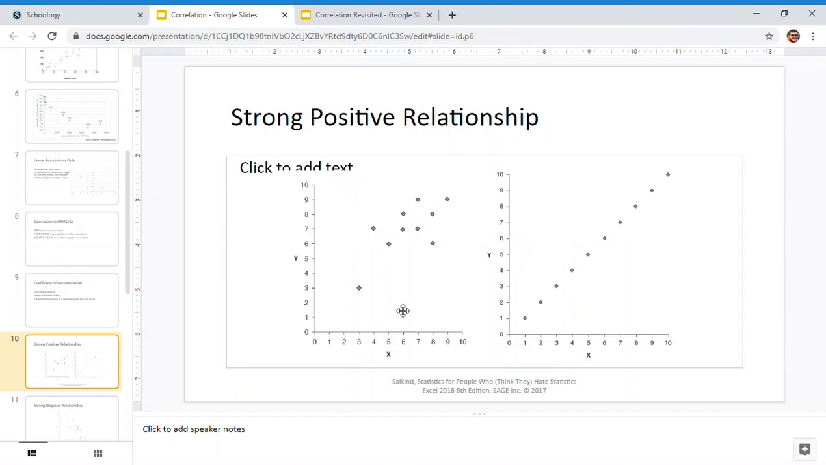So here's some examples of strong and perfect positive relationships between variables. So this would be like a 0.7, and this would be a 1.